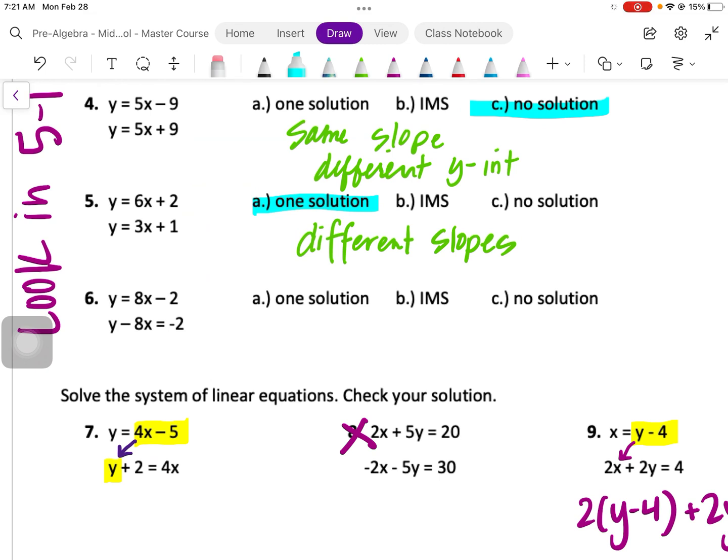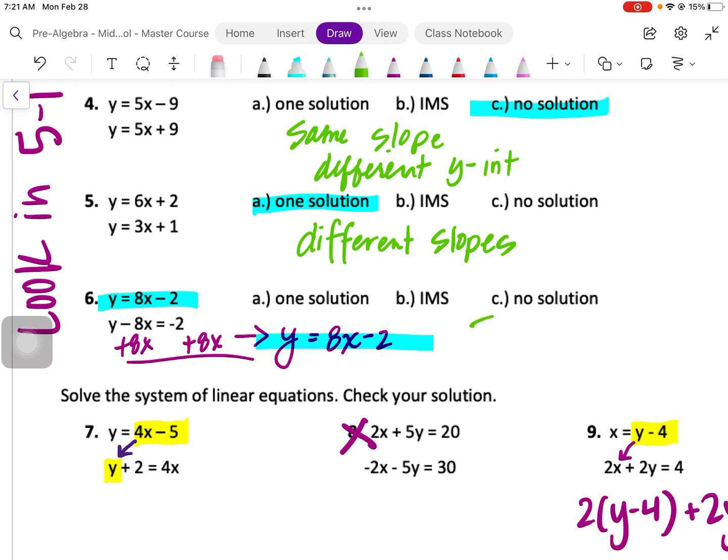And lastly, for number 6, again, I have to do just a very slight tweak to this one. I've got to add 8x to both sides. So this equation is going to become y equals 8x minus 2. And again, if you look at the first equation and the second equation, you can see that they have the same slope and the same y-intercept. Therefore, this is going to be infinitely many solutions. You're graphing the exact same line.